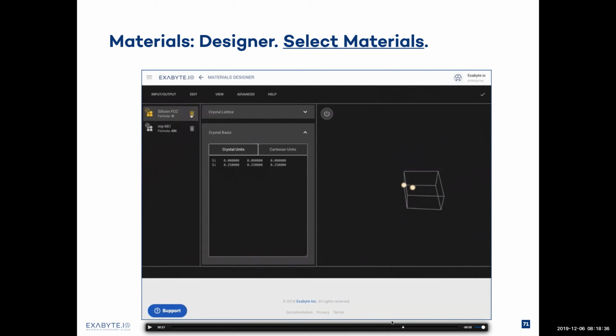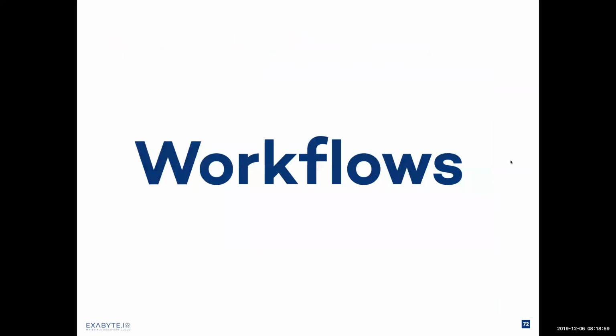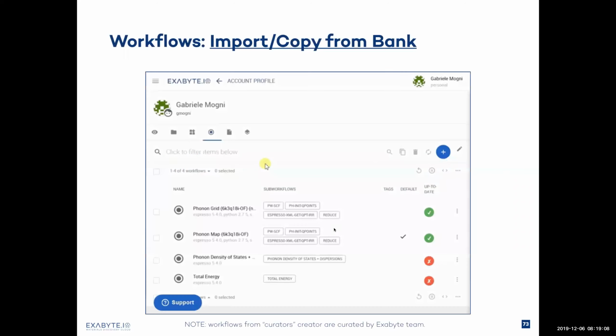So by default, it starts with the default material, which is silicon FCC in this case. So when we fired the Materials Designer session, we started with silicon FCC. And when we added another one, we have two materials in the left panel. We can switch between the two. And we can also remove silicon FCC and work exclusively on aluminum nitride. So this is just a quick demonstration of what can be done with materials. Now let's proceed with the workflows and see what we can do with them.